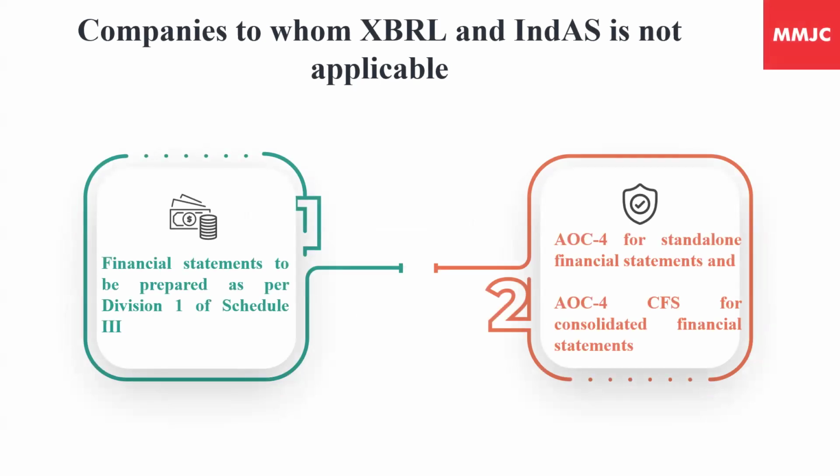Yes, if Ind AS and XBRL both are not applicable to any company, then it will have to prepare its financial statements as per Division 1 of Schedule 3 of the Companies Act 2013, which is the format for preparing the financial statements. After the financial statements are prepared in such format, they must be filed in the e-form having nomenclature AOC 4.